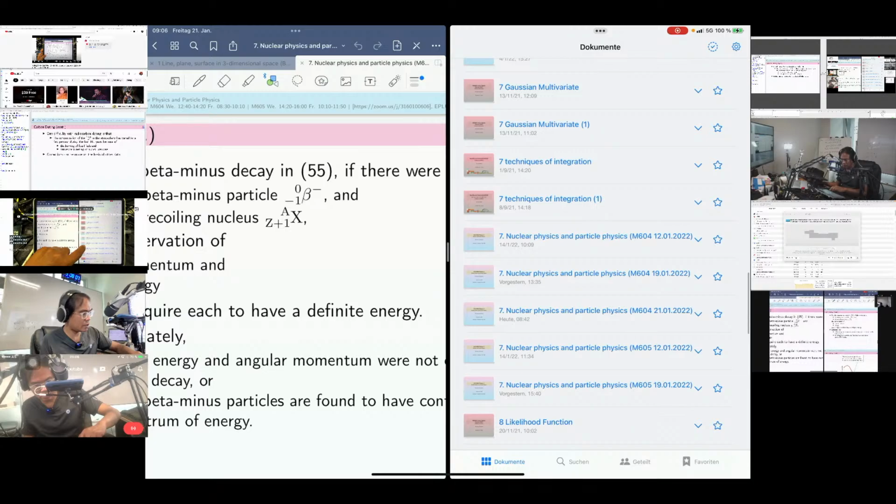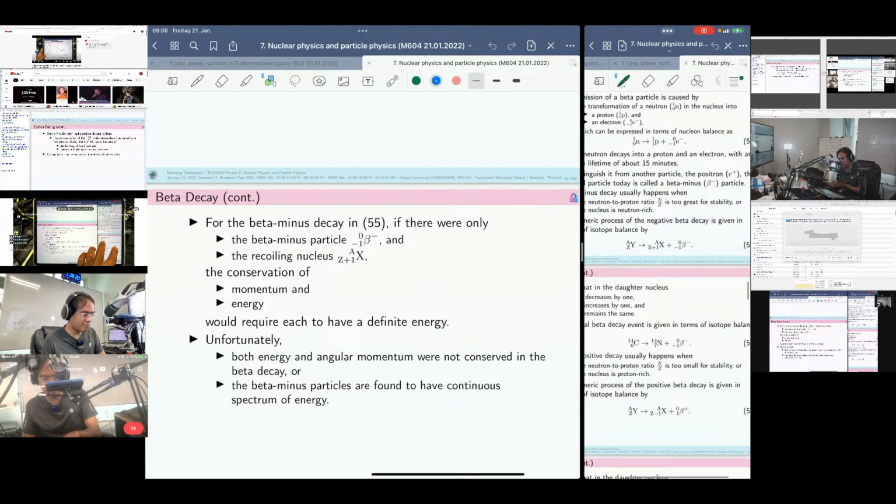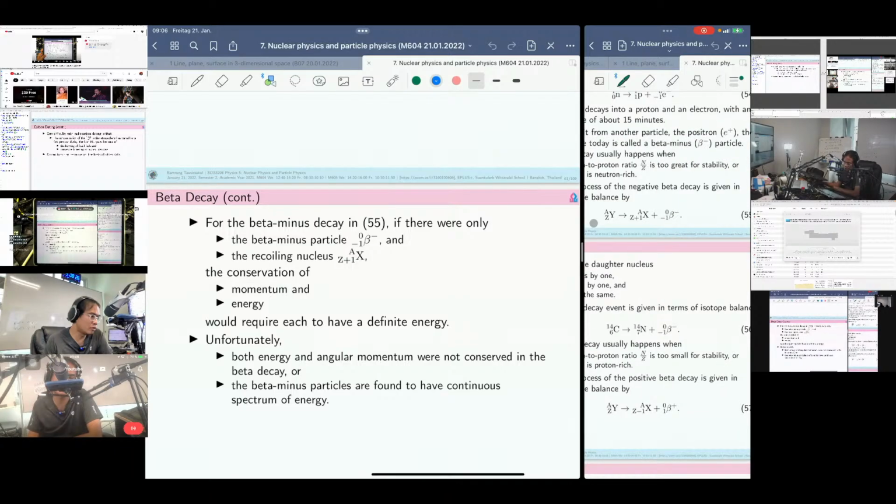In equation 55, in this process, a general form of the beta decay, there should be a missing particle on the right-hand side. We know before we have the input at the starting side: the mother nucleus, which decomposes into another nucleus, and one neutron is converted to a proton, and the electron is emitted from the nucleus. But according to the measurement, the output is not discrete.